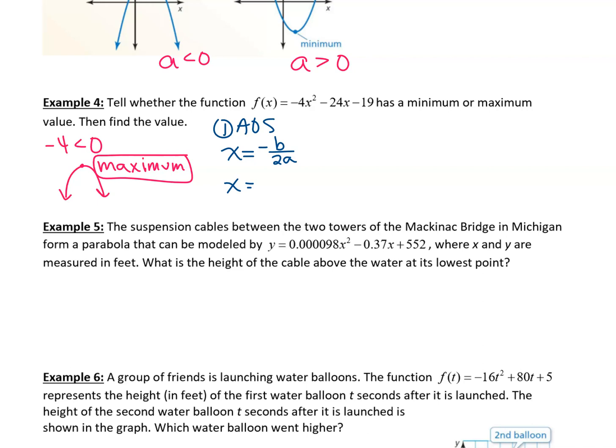Generally, the numbers are pretty nice. So we have negative 24 divided by 2 times negative 4. So negative 24 is 24 divided by negative 8. So our axis of symmetry is x equals negative 3. Put that in a box so I know what it is.